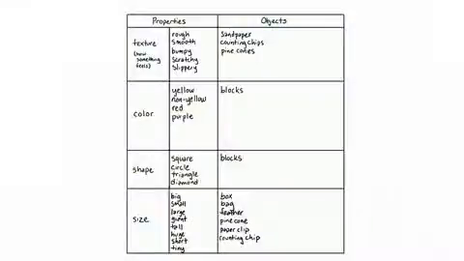Finally, review with the class the describing words and the objects listed on the properties chart. As an extension, challenge students to look around the room and identify objects by size, using words from the properties chart other than big and little to describe object size.